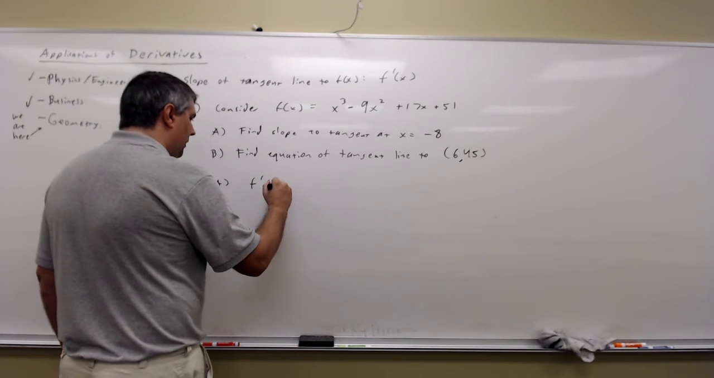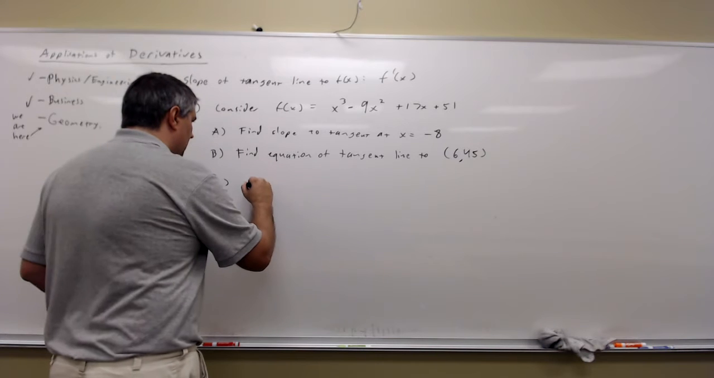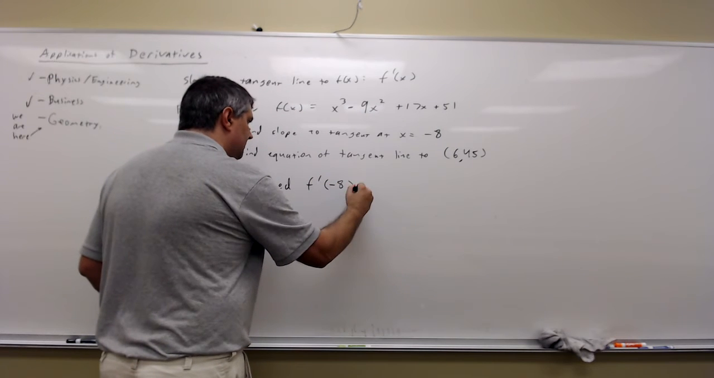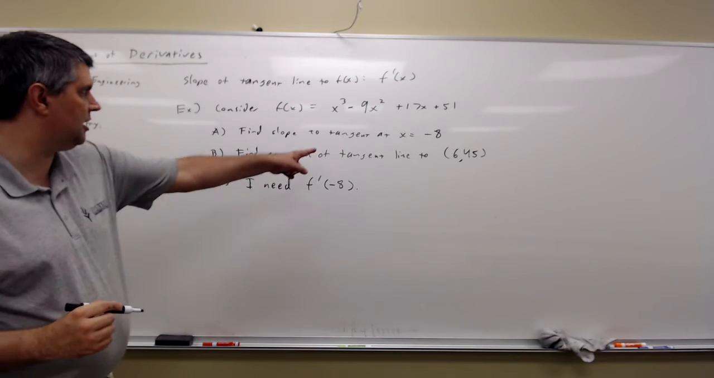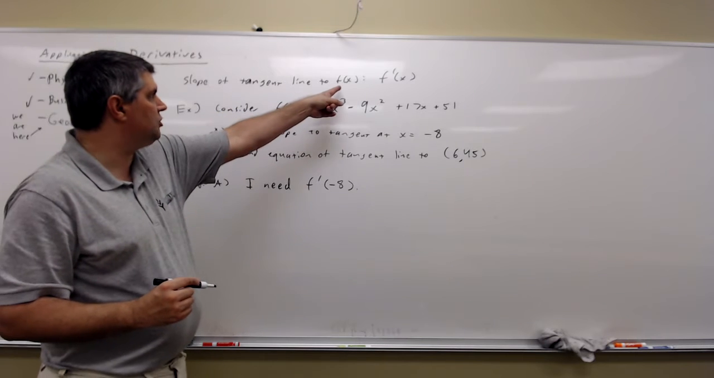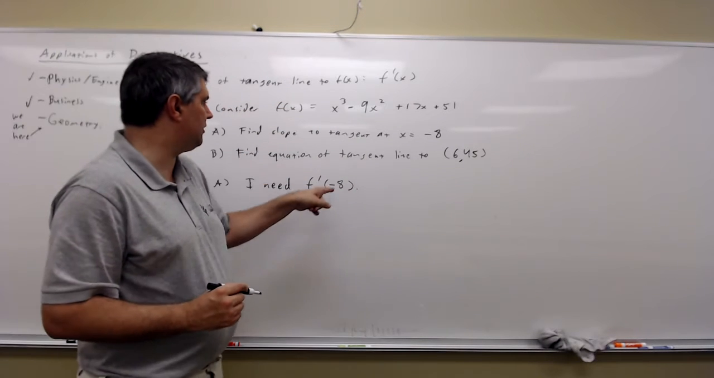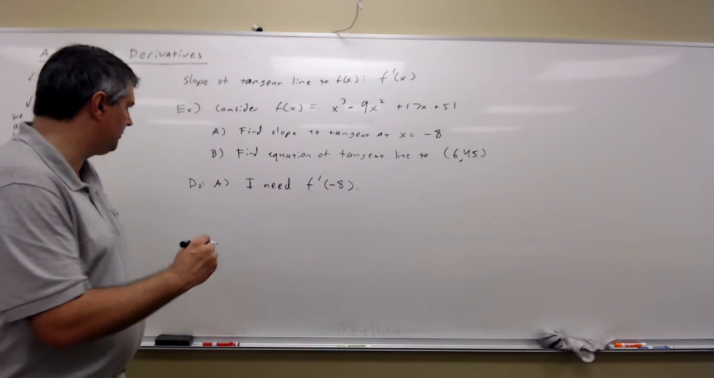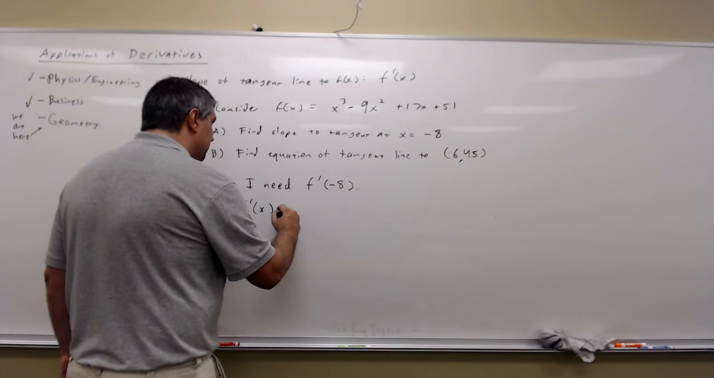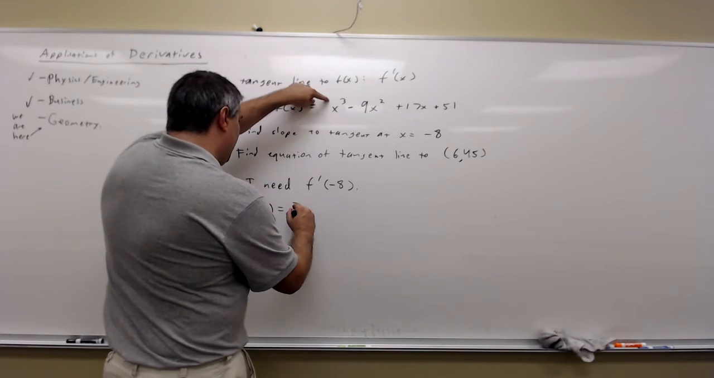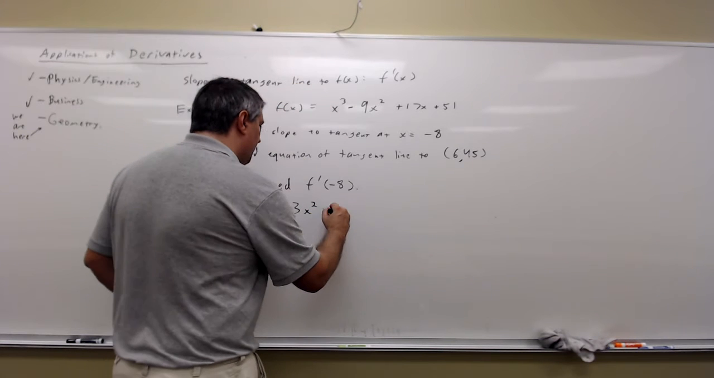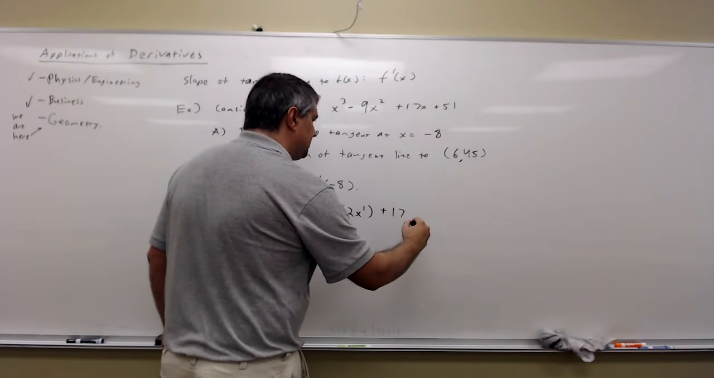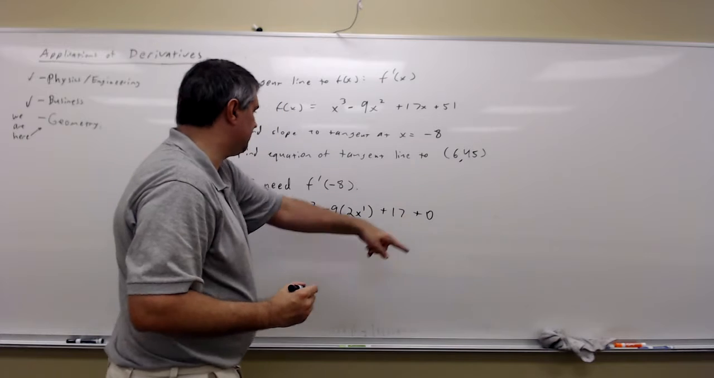I need f prime of negative 8. Okay, that's where the slope is going to come from. Slope of the tangent line to f of x is f prime of x. So if we're looking for the slope of the tangent at x equals negative 8, I need f prime of negative 8. Well, f prime of x is 3, you go down a power to x squared, minus 9 times 2x to the first, plus the derivative of 17x is just 17, and the derivative of the constant is 0.